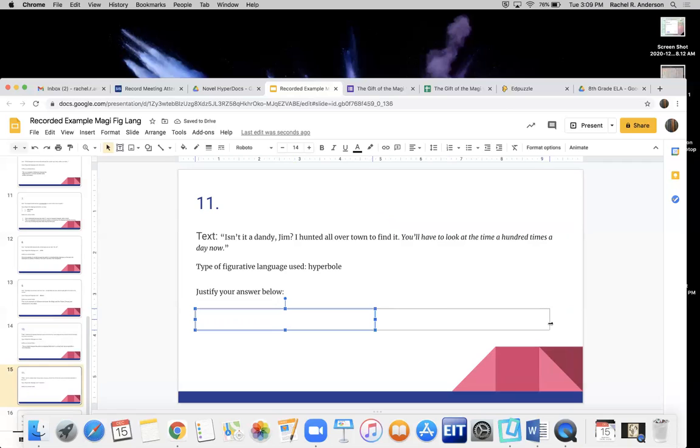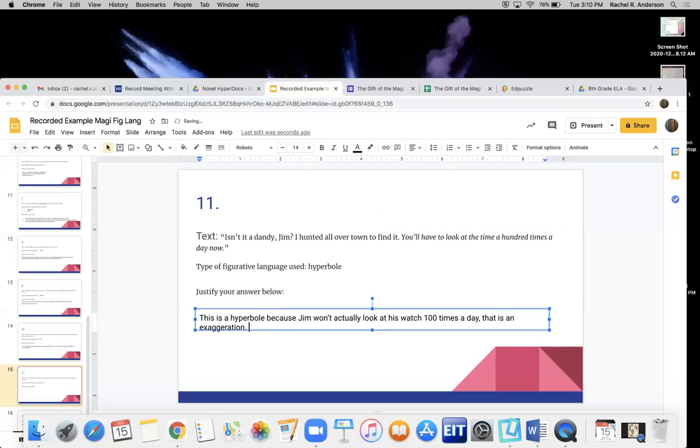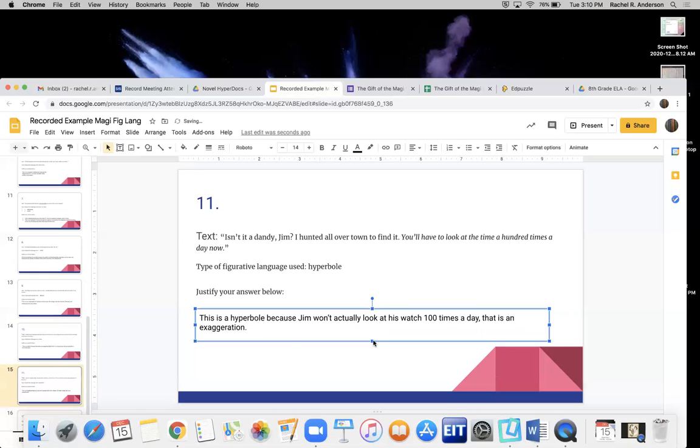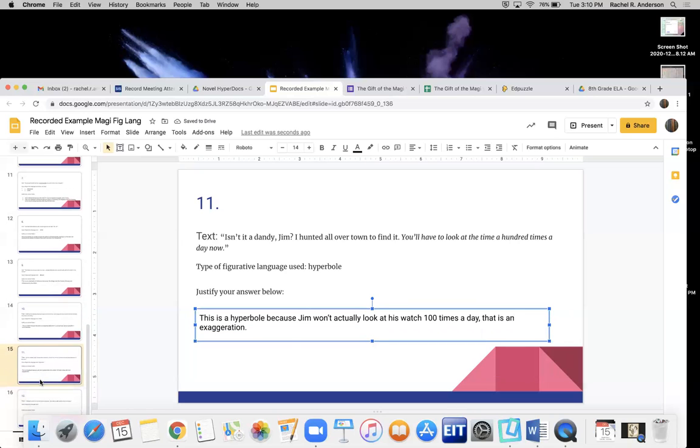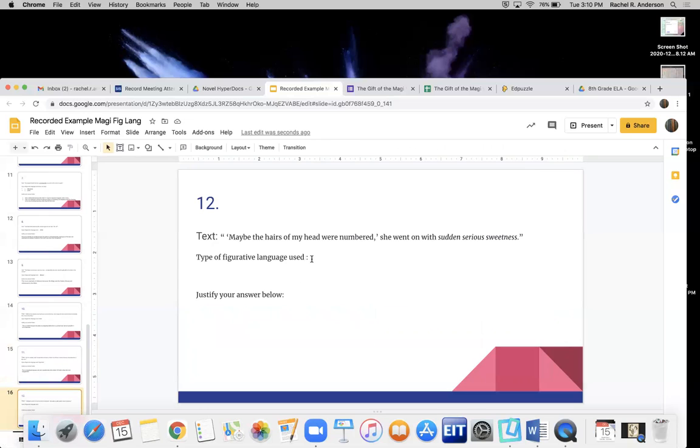Okay? And the justification for that is the same thing we just said. This is a hyperbole because Jim won't actually look at his watch 100 times a day. That is an exaggeration. Okay. Again, pause, get that down. And then our last text example.